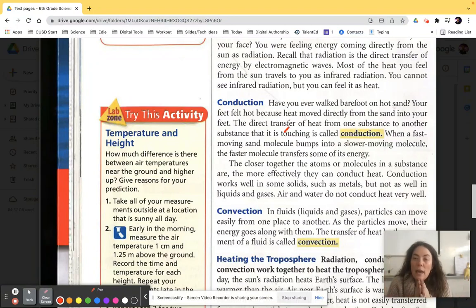The closer together the atoms or molecules in a substance are, the more effectively they can conduct heat. Conduction works well in some solids, such as metals. Metals are really good conductors, if you've ever been cooking with a metal spoon in a hot thing. But conduction doesn't work that well in liquids and gases. Air and water do not conduct heat very well. They're not good conductors, and they don't hold the heat very well.